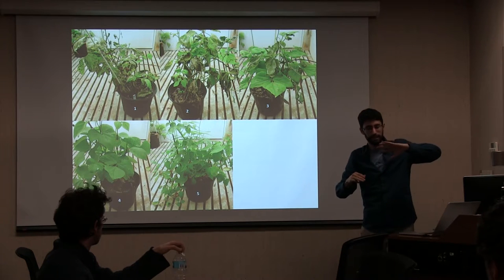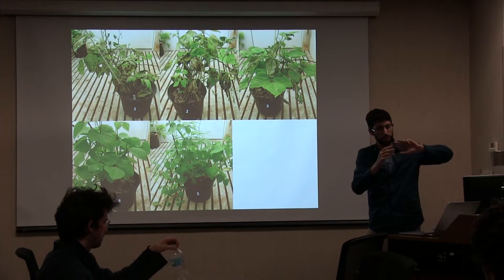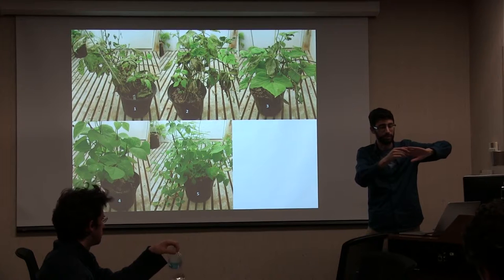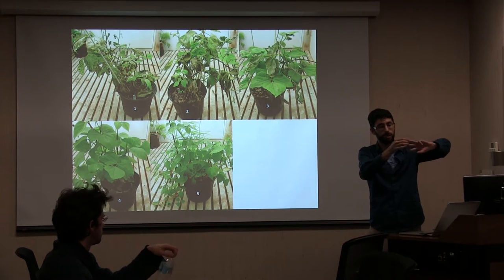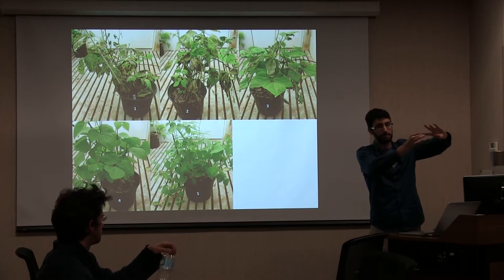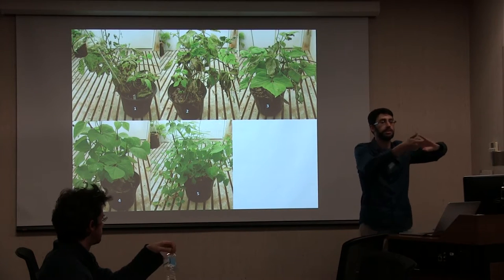It was the third trifoliate from the top. So there tended to be a maturing trifoliate, and then a mature trifoliate, and then that second mature trifoliate below that. That's where I took gas exchange measurements and chlorophyll fluorescence measurements.